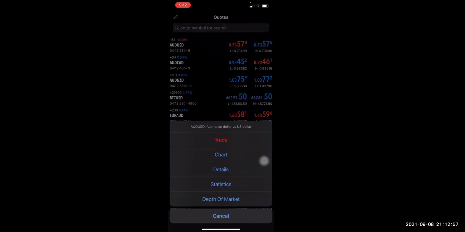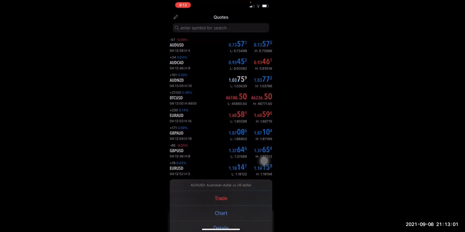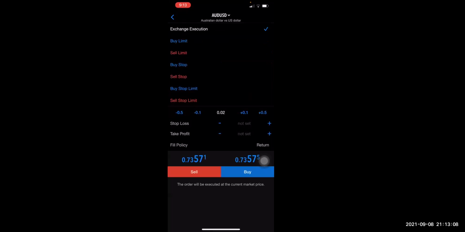Okay, so let's say you get a trade idea sent out on AUD USD. The first thing you do is click on the currency. Once you click on the currency pair, you select trade. Once you select trade, you'll see at the top where it says exchange execution. There are a few types of trades you can take: a buy limit, a sell limit, a buy stop, a sell stop, a buy stop limit, and a sell stop limit. These are different things you have to know.